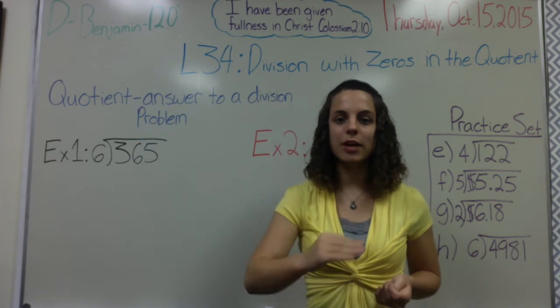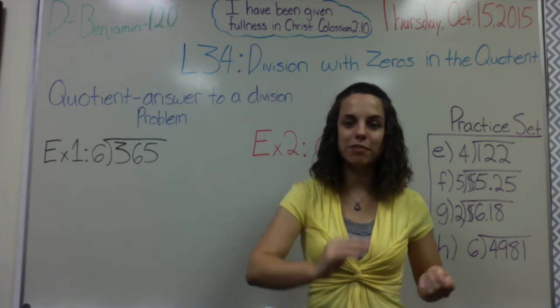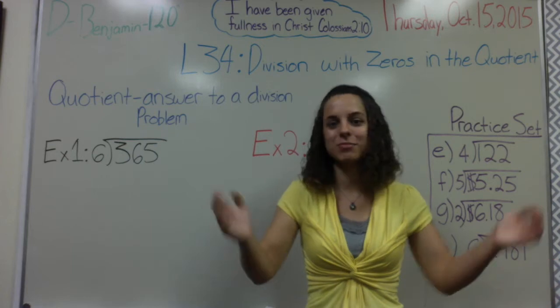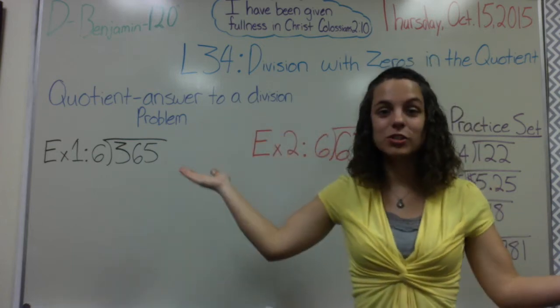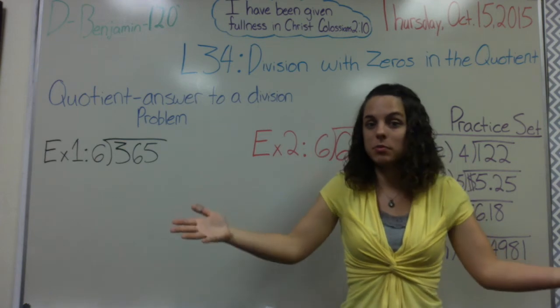Divide, multiply, subtract, bring down. Okay, so our quotient, again, is our answer to our division problem. So that's where we're going to see zeros.